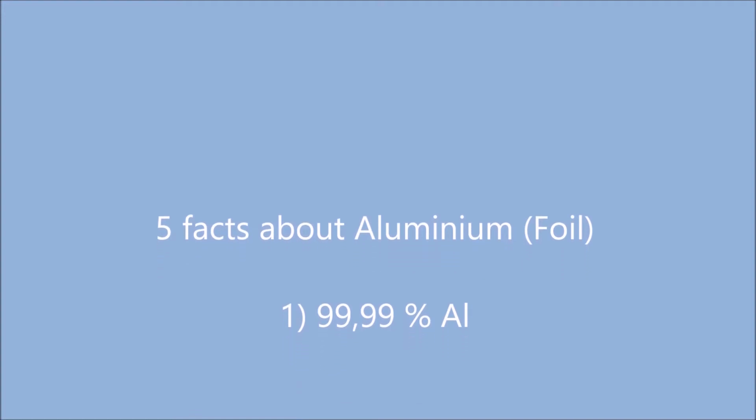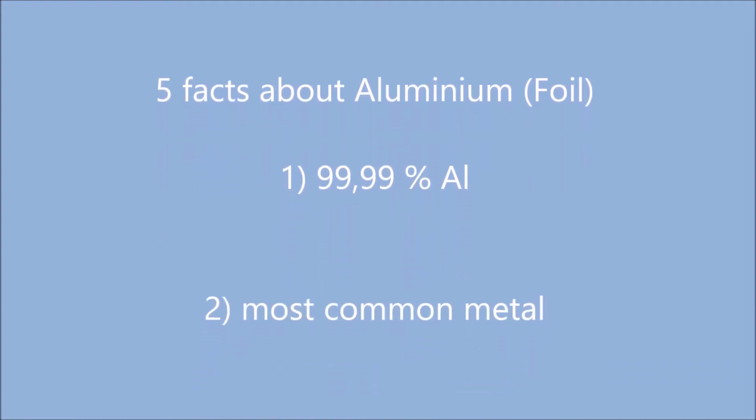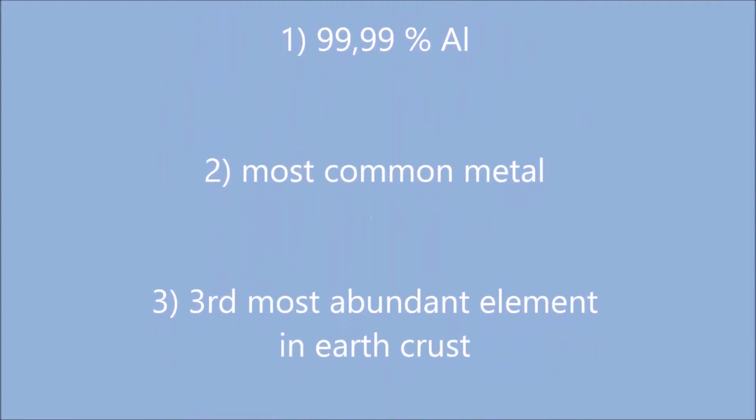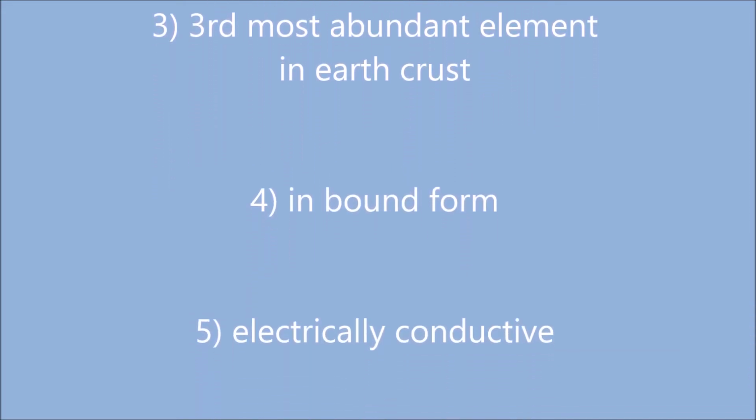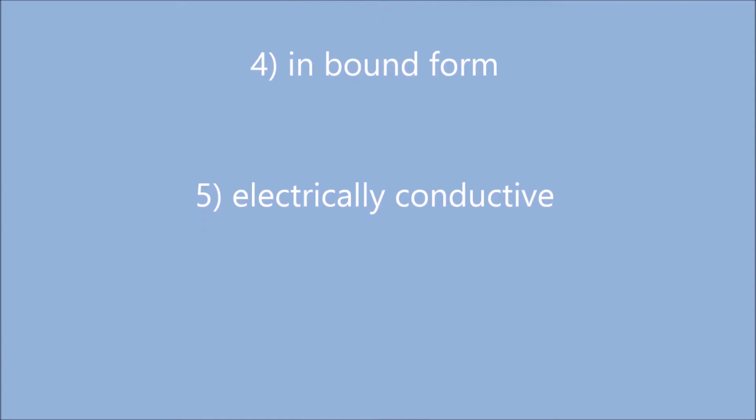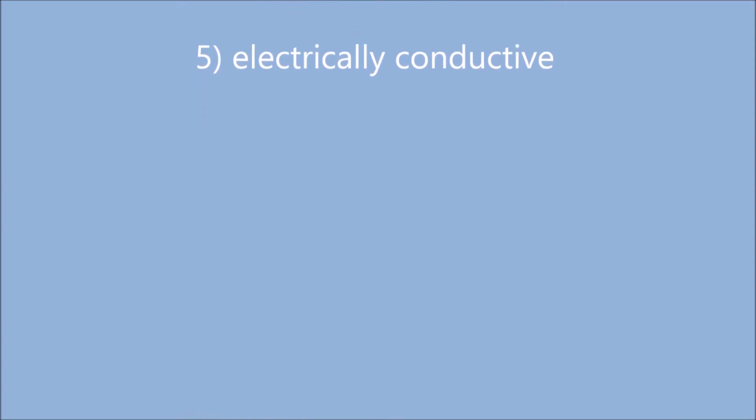It consists of 99.99% aluminum, which is the most common metal and the third most abundant element in the Earth's crust. It does not occur as an element, but in bound form in bauxite, and it is electrically conductive.